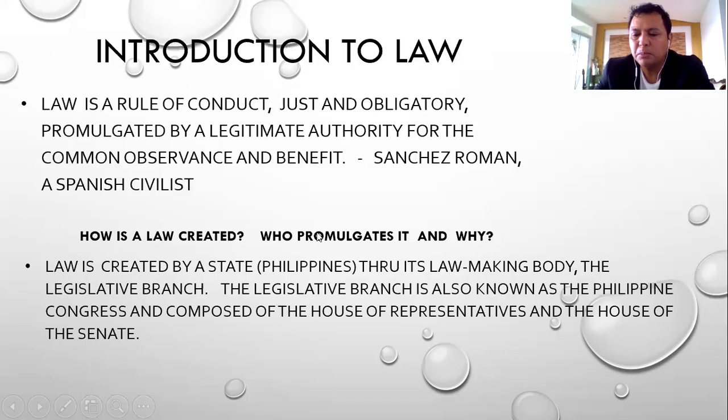So the one who is responsible for enacting laws or making laws is the legislative branch. The legislative branch of the Philippines is also known as the Philippine Congress. Now, Congress is composed of 2 houses, the lower house and the upper house. The lower house is known as the House of Representatives, while the upper house is the Senate. The House of Representatives is composed of 275 members, and the Senate consists of 24 members.